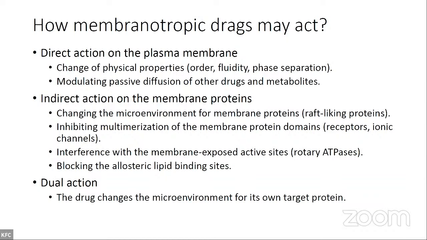And the last one is dual action. We can imagine a drug which changes the microenvironment for its own protein receptor. It sounds like something crazy, but I will show later that it's possible.